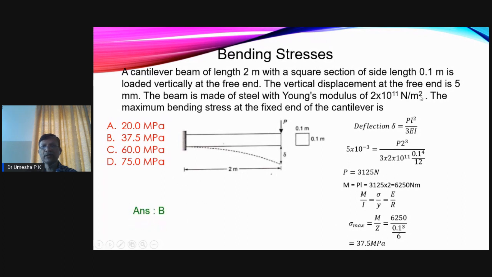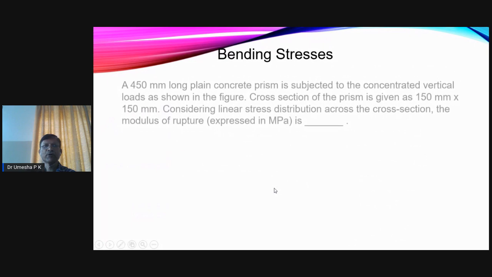So what you have done here: the only thing you should know is the deflection for a cantilever beam loaded with a concentrated point load, and the formula for the bending equation, M by I is equal to F by Y, or stress by Y is equal to E by R. So the maximum stress will be calculated at the top portion. Okay, so then we'll take another problem.